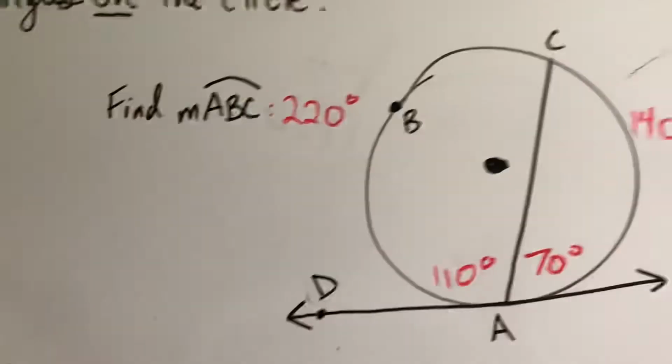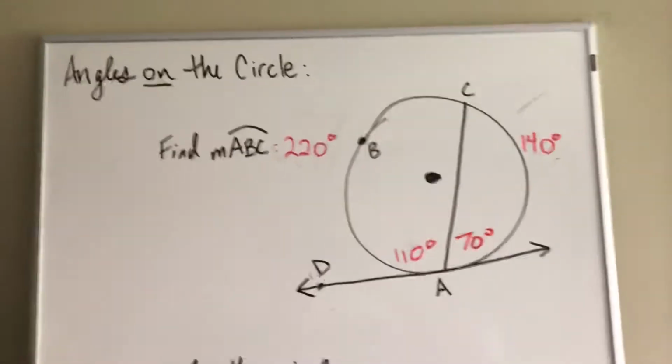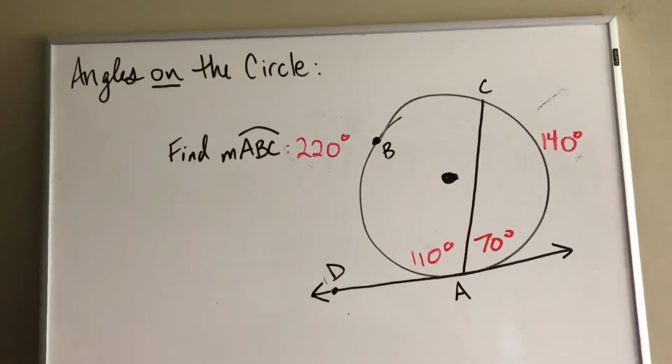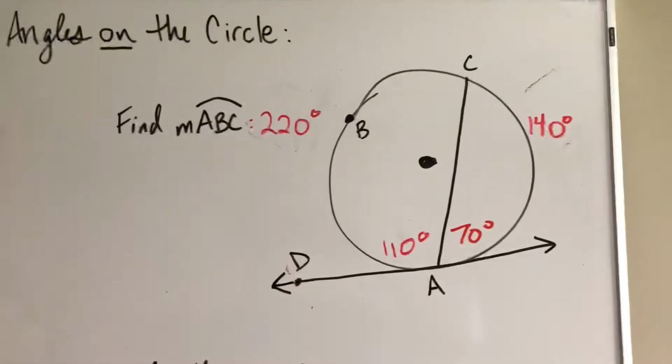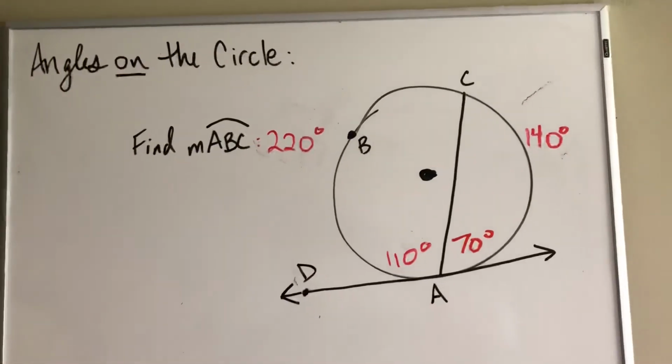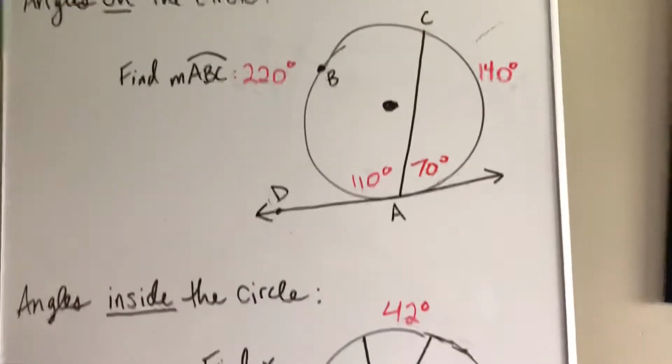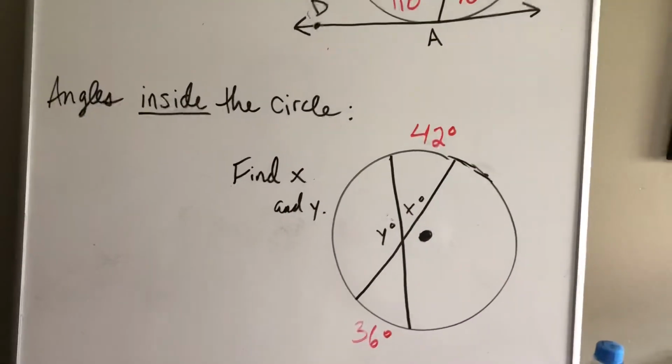So together you have 220 and 140, which add up to 360, and that's how you would do anything with an angle on the circle. These operate in a pretty similar way to the inscribed angles you learned about in 10.4. Let's go down and look at angles inside the circle.